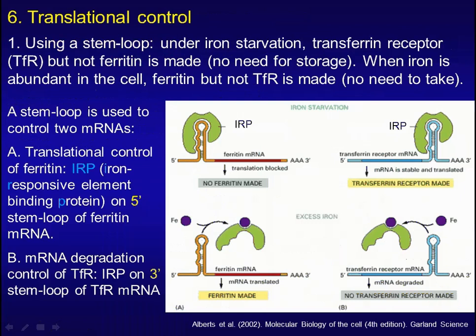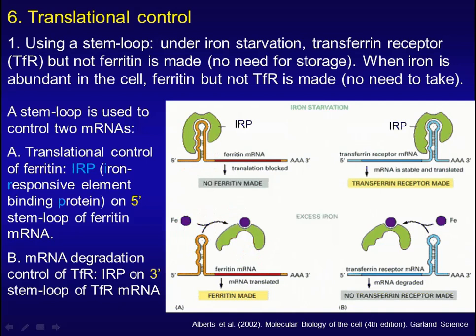For translational control, I'm going to show you two examples. One example is to use the stem loop in control of ferritin translation. Ferritin is a protein that stores iron when iron levels are high inside cells. Here is a ferritin mRNA with a stem loop at the 5' end. When iron levels are low, a protein called IRP binds the stem loop at the 5' end and blocks translation. When iron levels are high, iron binds IRP and releases the protein from the stem loop. Translation of ferritin mRNA begins.